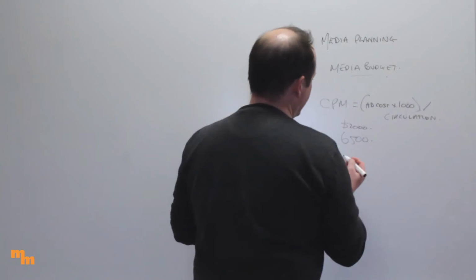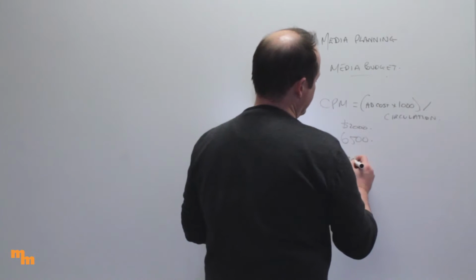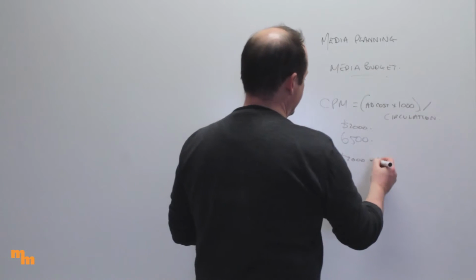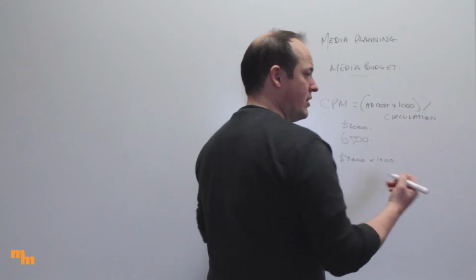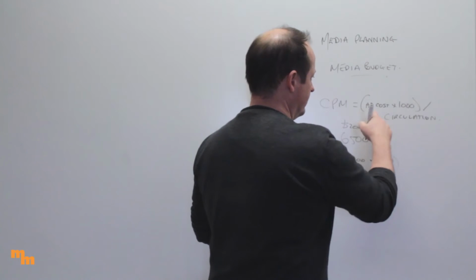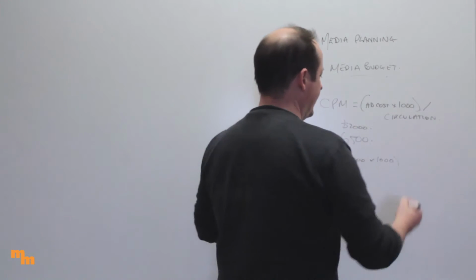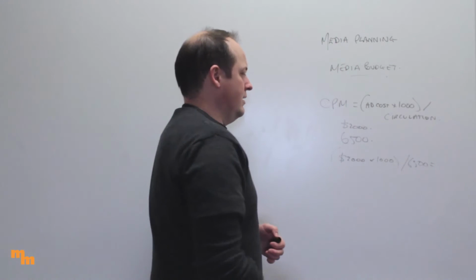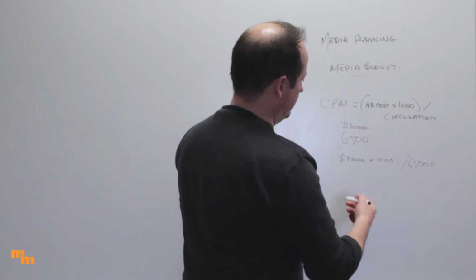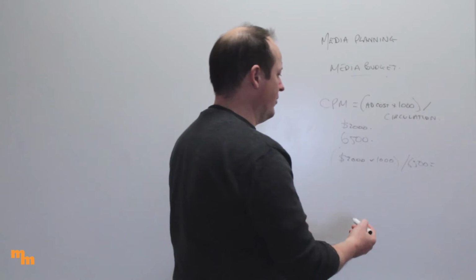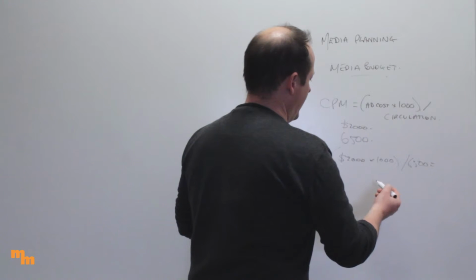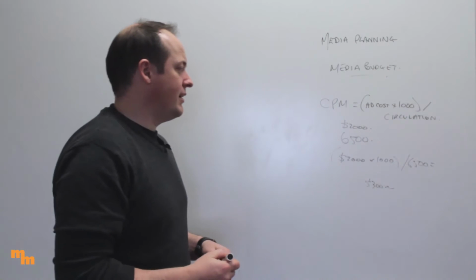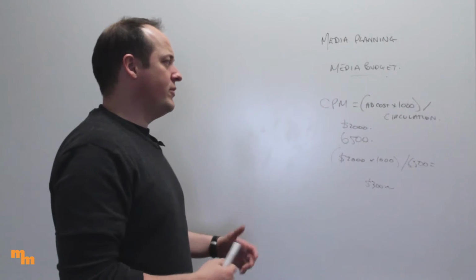So what we start to work out is, let's take 2,000, and then we're going to start timesing that by 1,000. So 2,000 by 1,000, so far so good. And then we're going to divide that by 6,500. What that should give us is about 300. You'll do the actual math through the calculator yourself, but that starts to tell me what the CPM is on that.